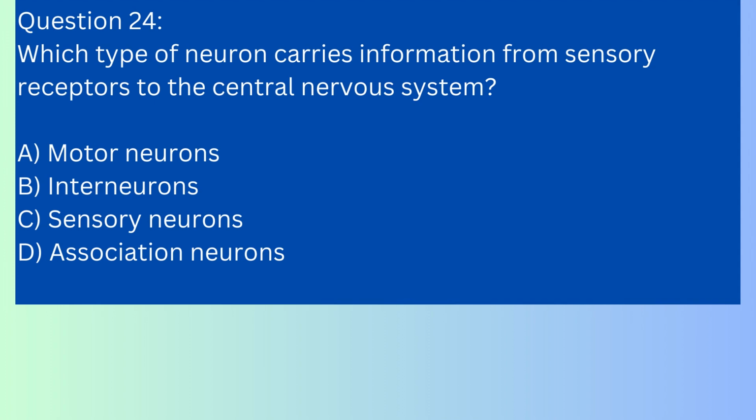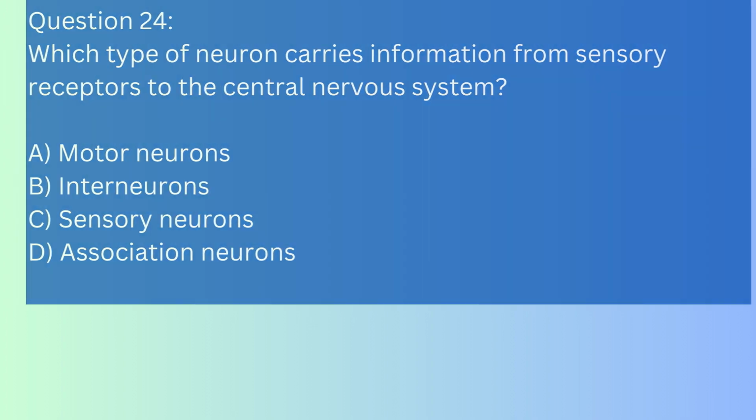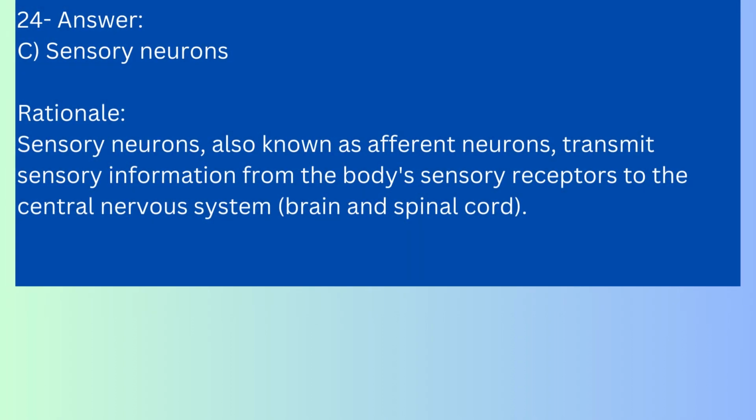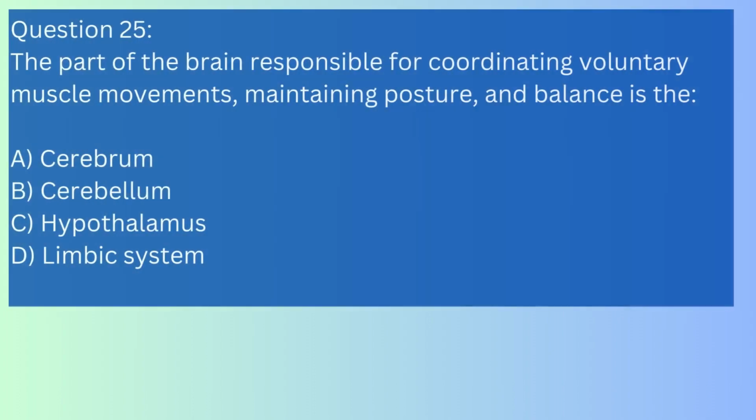Question 24. Which type of neuron carries information from sensory receptors to the central nervous system? A. Motor neurons. B. Interneurons. C. Sensory neurons. D. Association neurons. Answer. C. Sensory neurons. Rationale. Sensory neurons, also known as afferent neurons, transmit sensory information from the body's sensory receptors to the central nervous system, brain and spinal cord.